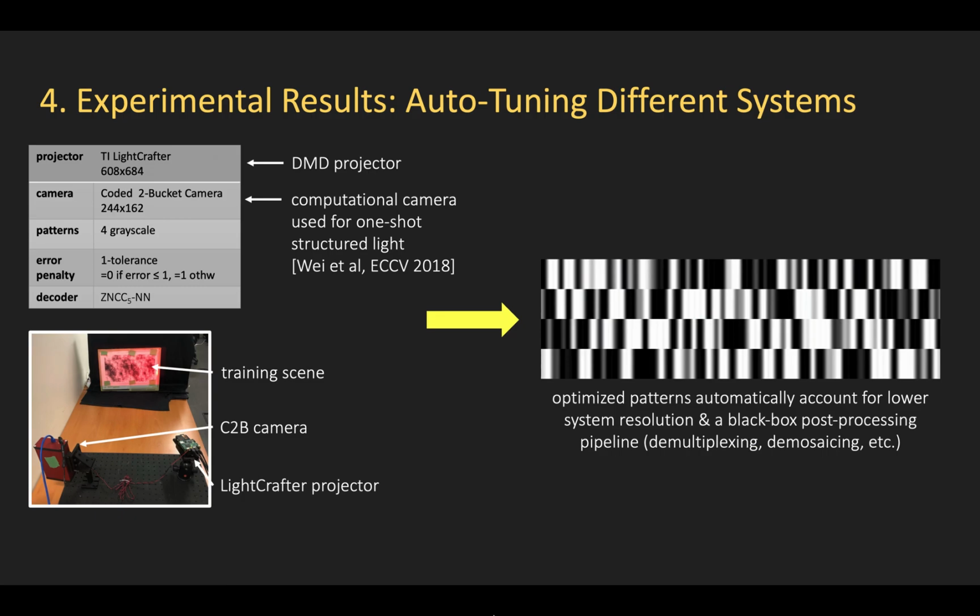We also use optical STD to auto-tune a computational camera for one-shot structured light. Here we use a recently developed two-bucket camera called C2B and a DMD projector, and auto-tune for one tolerance, which optimizes the number of pixels with error less than 1. Although the camera has built-in black box post-processing pipeline, we can still optimize the patterns specifically for that without requiring any modeling.